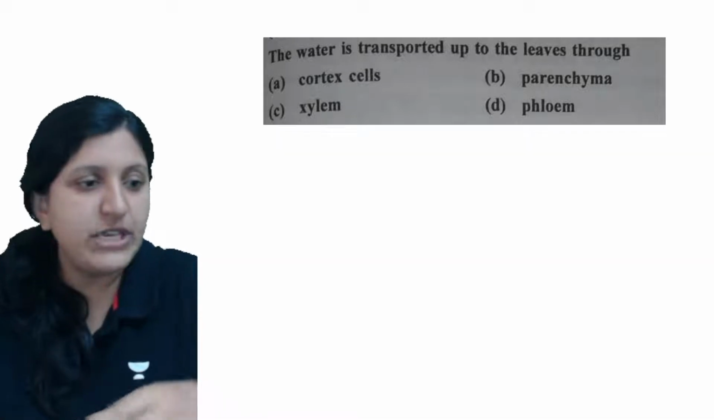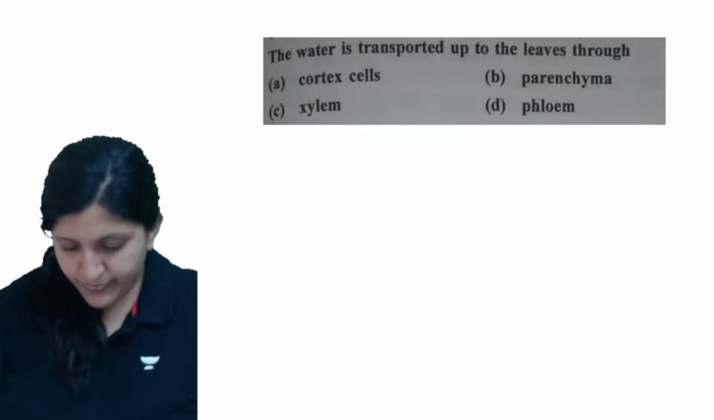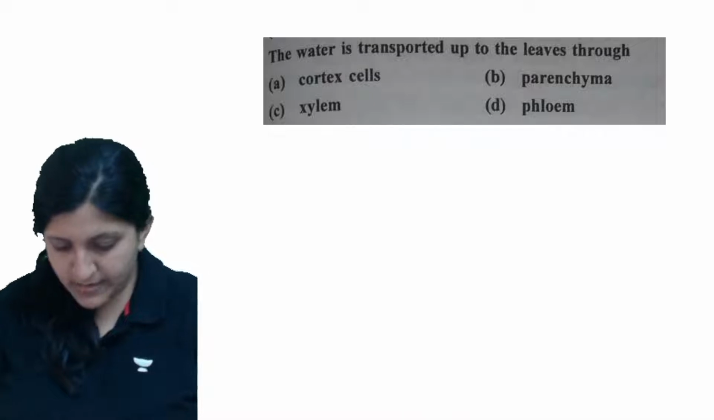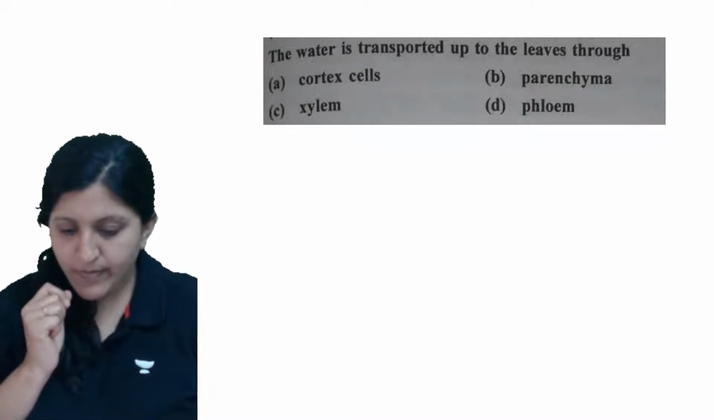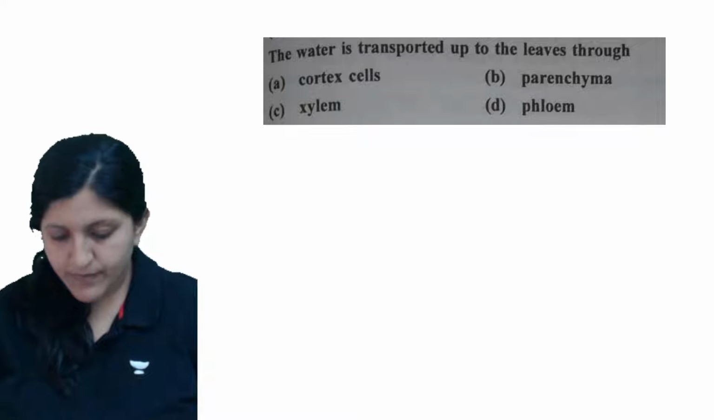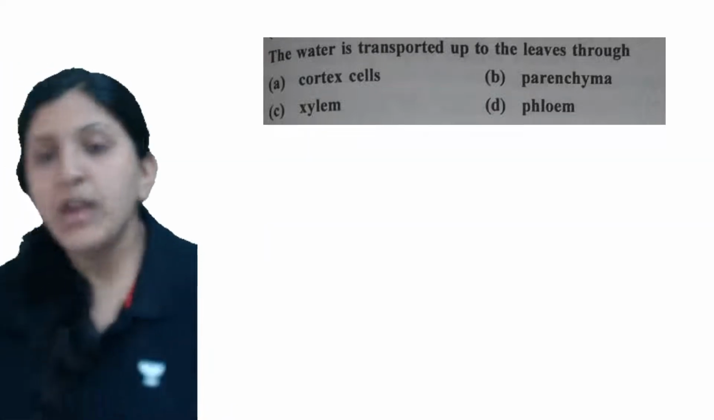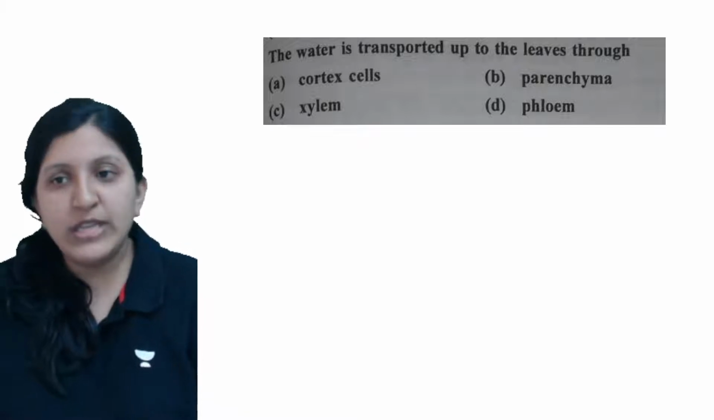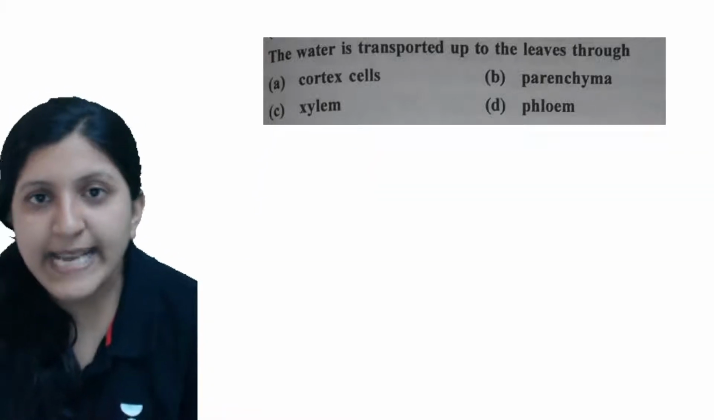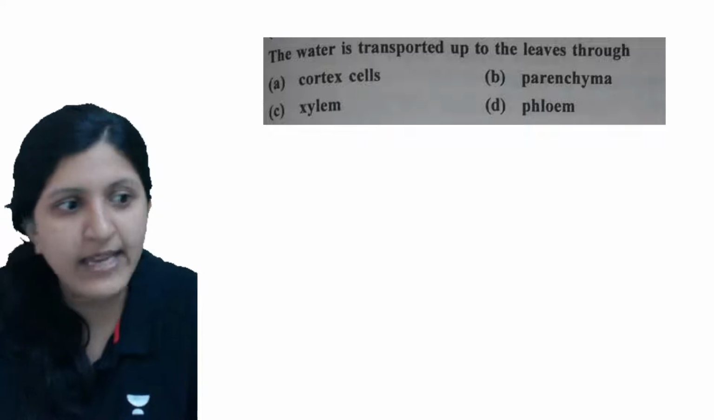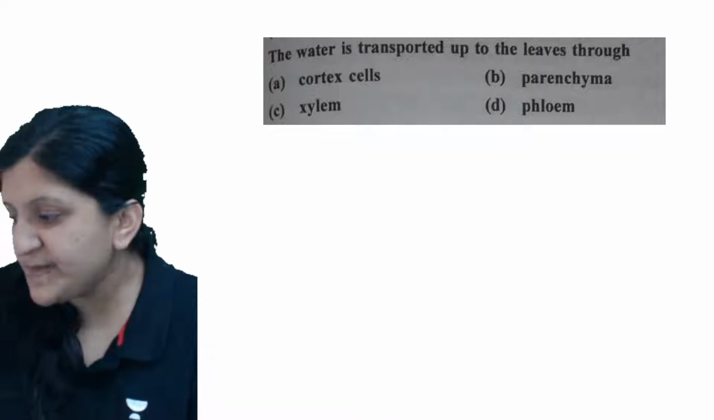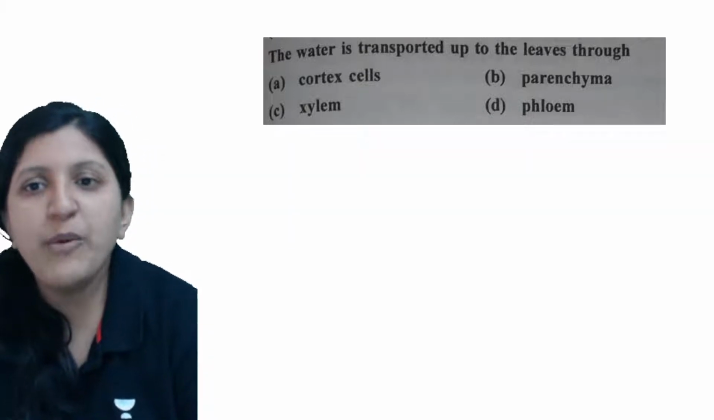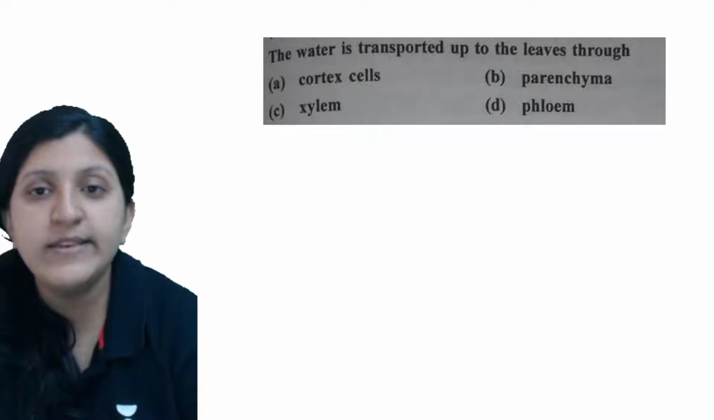Let's have a look at some of the questions that are there. I hope this is clear. Yes, the water is transported up to the leaves. So this is through cortex cells, parenchyma, xylem, and phloem. Any idea what is the answer for this? Any of you? So how exactly is water transported up to the leaves?